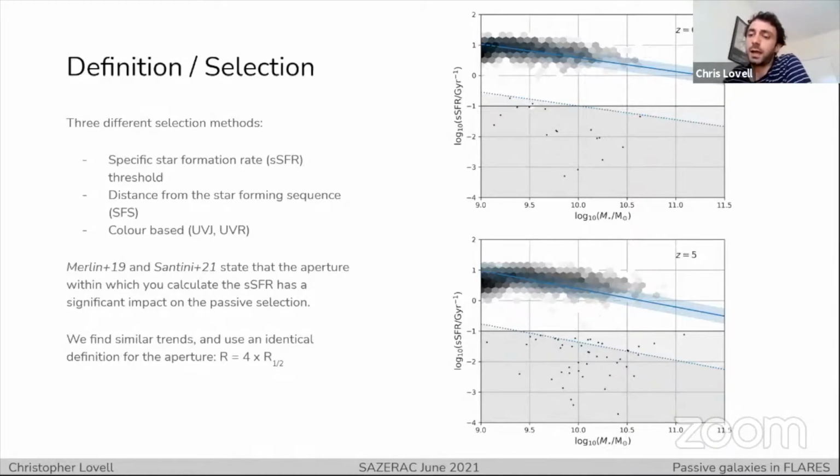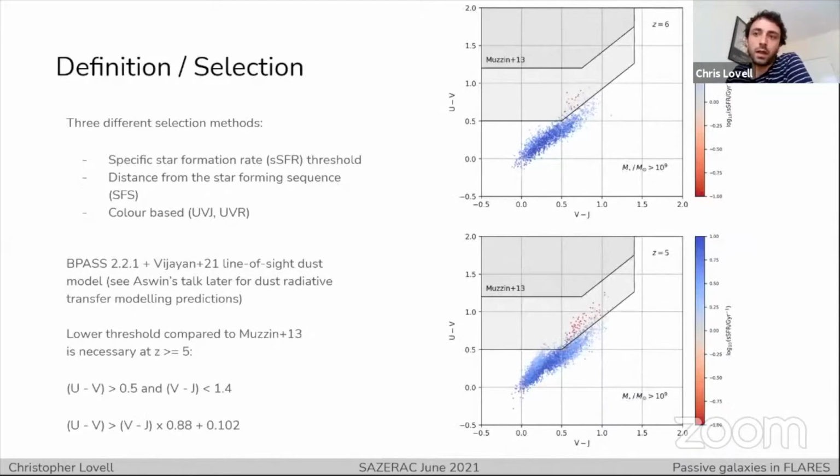Both of these are quite sensitive to the aperture with which you measure the specific star formation rate in the simulation. In the Merlin and Santini papers recently, they state that this aperture is incredibly important. If you include larger areas, you may include residual star formation on the outskirts, which then pushes your galaxy above your passivity threshold. So they use a definition of 4 times the half mass radius within which they calculate the mass and SFR. We use a similar definition here, but it's worth noting that some of these definitions are quite sensitive. And then we also looked at these color selections as well.